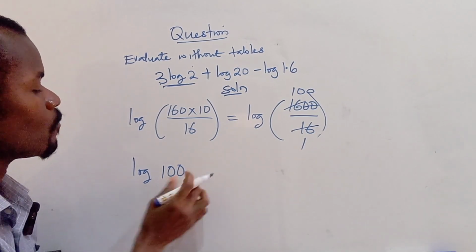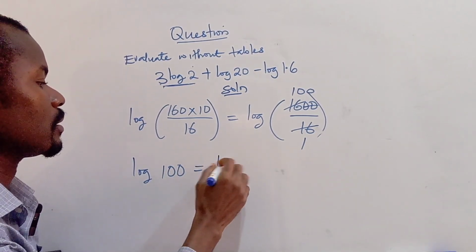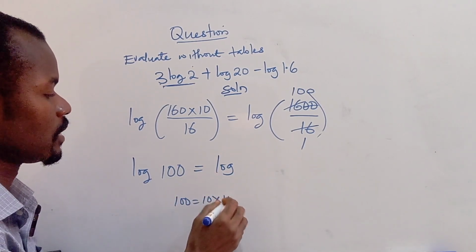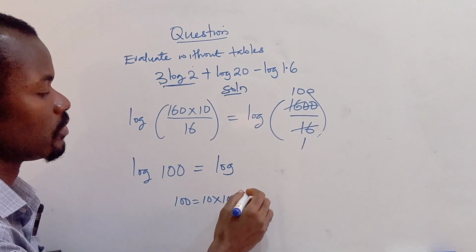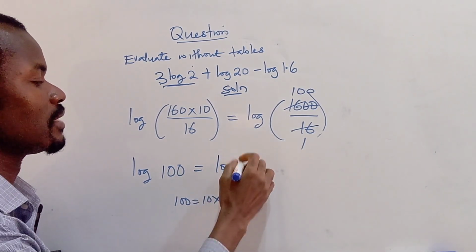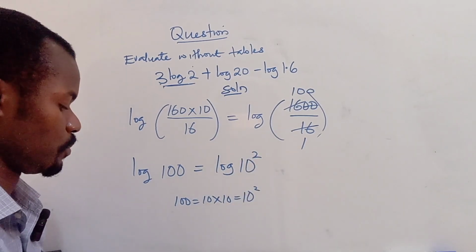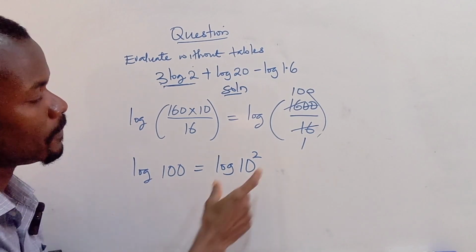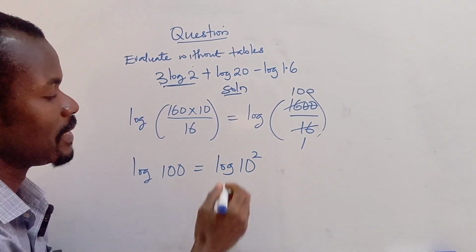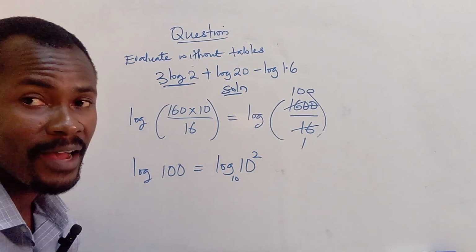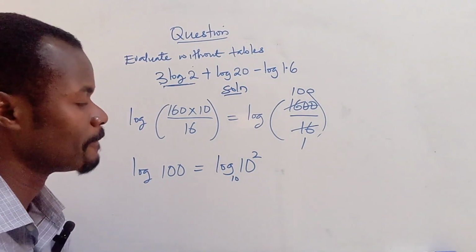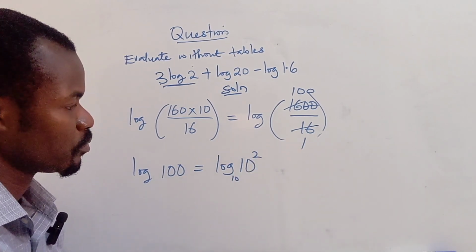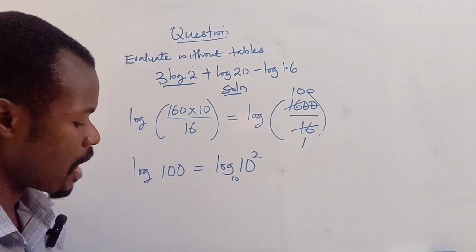Now log 100 also means log. Remember, 100 means 10 times 10, which is 10 raised to the power of 2. So we can write this as log of 10 raised to the power of 2. So how do we solve this? Remember, this is in base 10. When we have ordinary log, it is in base 10. So we can still apply our law.